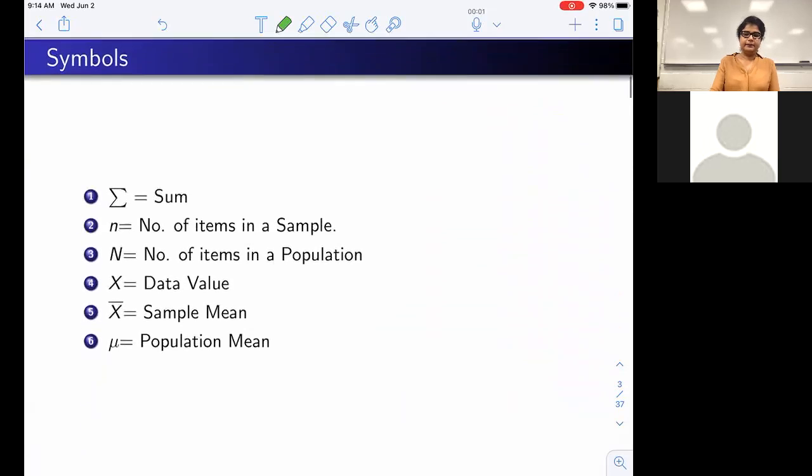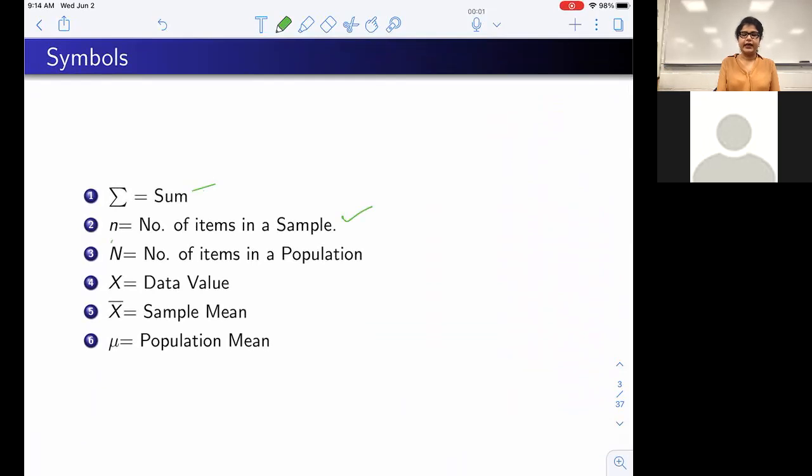These are some symbols I have written for you. The sigma sign is used for summation, the sum of all the variables, like in our example, x1, x2, x3, and xn. If you sum all these values, you write it down with the sum sign. And small n is the number of items in a sample space.